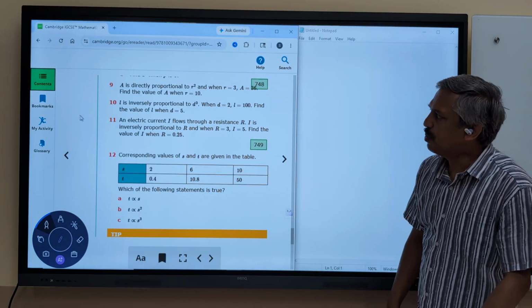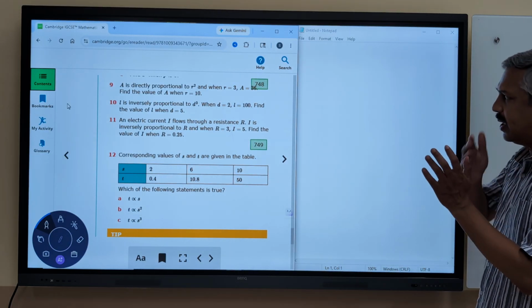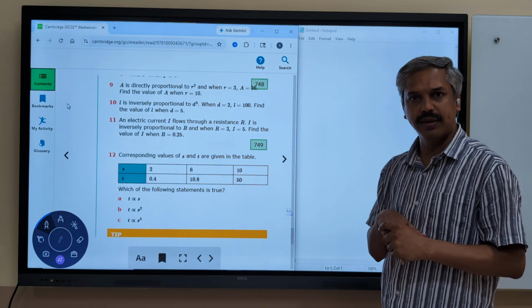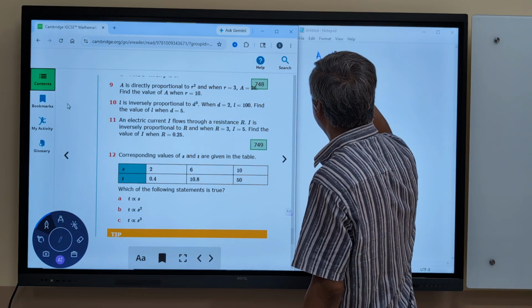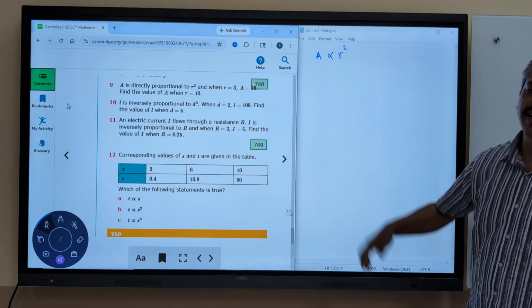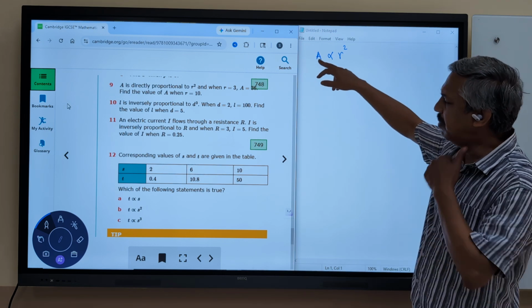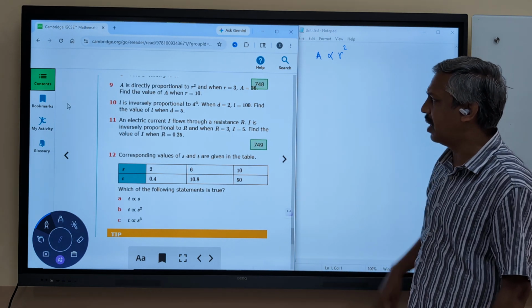Question number 9. A is proportional to r square. When r is equal to 3, a is 36. Find the value of a when r is equal to 10. So a is directly proportional to r square. Maybe a is the area of the circle and r is the radius of the circle. You are only guessing, maybe true, may not be true. Because the area of the circle is proportional to the square of the radius, so a is proportional to r square.